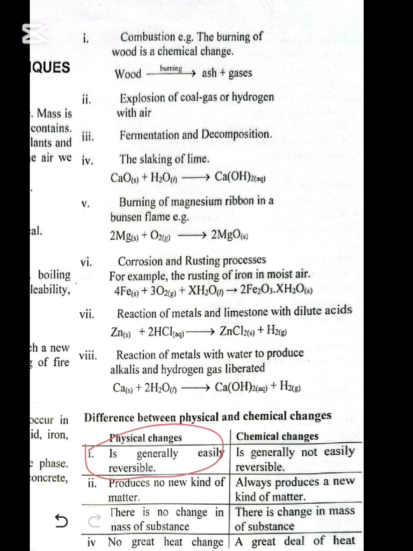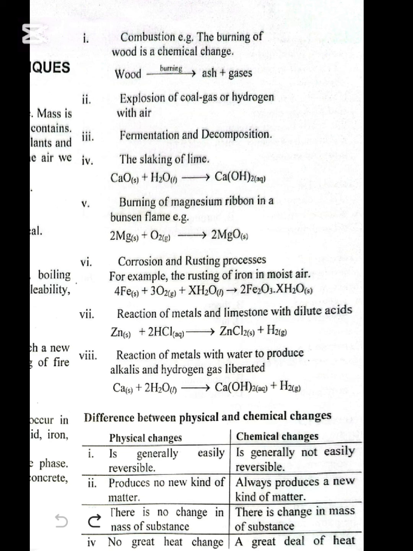And we go to the other one, chemical changes. That's number 2. Always produce new kind of substance. I made a mistake there, sorry please. Physical changes produce no new kind of substance. Physical change will not produce a new kind of substance, and the chemical change will produce a new kind of substance.